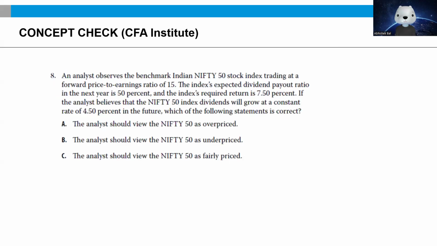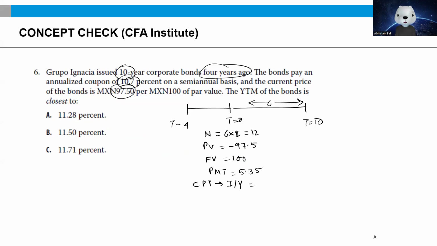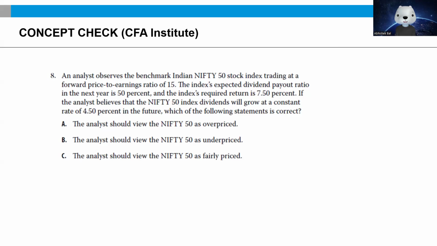The next question reads, okay, this is the last one. An analyst observes the benchmark Indian Nifty 50 stock index trading at a forward price to earnings ratio of 15. Always do remember, as I said before, unless otherwise mentioned, it is always P0 by E1. That's being stated to be 15. The index expected dividend payout ratio in the next year is 50%. So that means that D1 is equal to E1 into 0.5. This has already been mentioned.